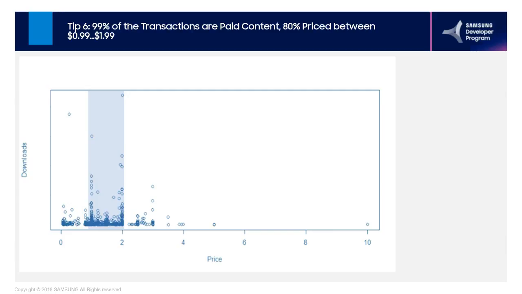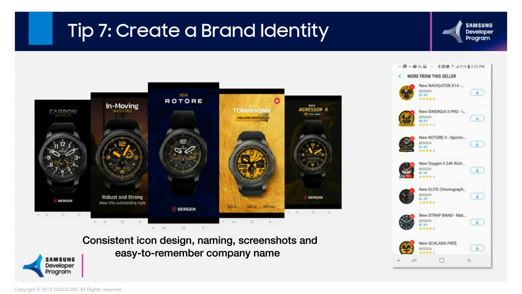Tip number seven, create the brand identity. I'll just use an example from a totally different industry. If you think about cars, let's take Volvo or BMW. When you see a BMW on the street, regardless of whether it's a small BMW or a big one, you recognize that it's part of the BMW family. If you go to a traditional watch store, you see a Rolex, you always recognize what is a Rolex.